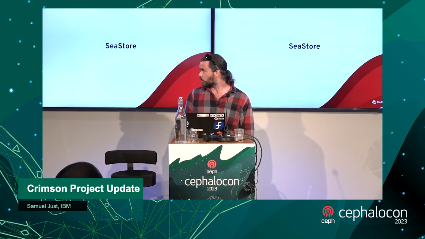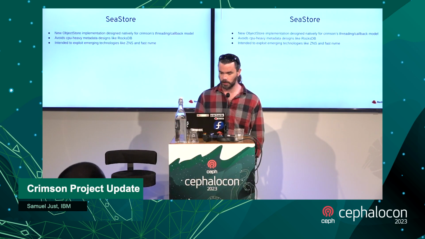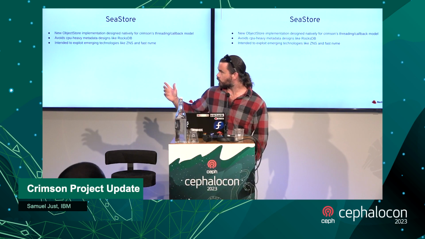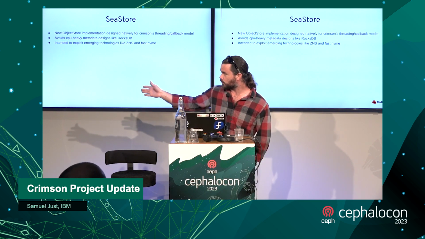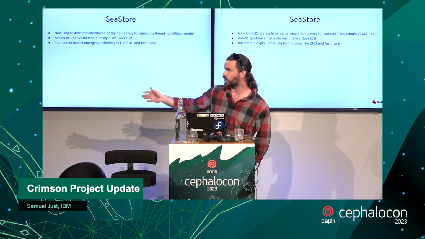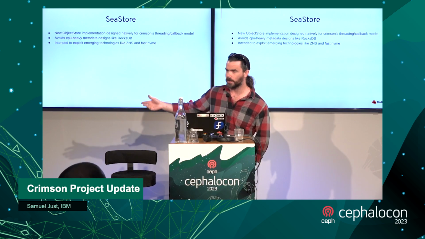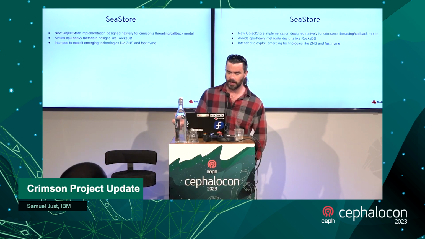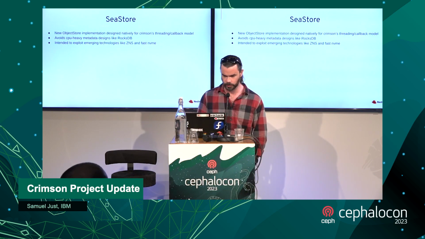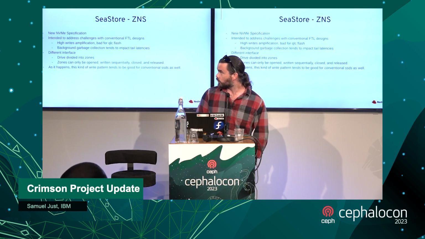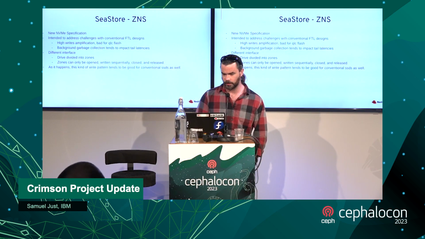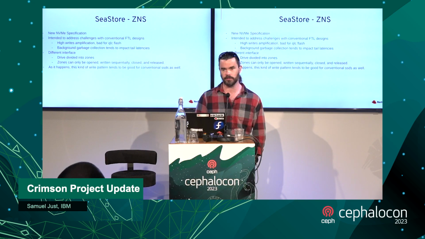So the second major goal for Crimson is to exploit new emerging storage technologies like NVMe and ZNS. SeaStore is the name of this object store. It is a new object store implementation designed natively for Crimson's threading and callback model. It avoids CPU-heavy metadata designs like RocksDB, and it is intended to exploit ZNS, which I'll get into now. ZNS is a new NVMe specification that is intended to expose the fundamental reality of how Flash works.